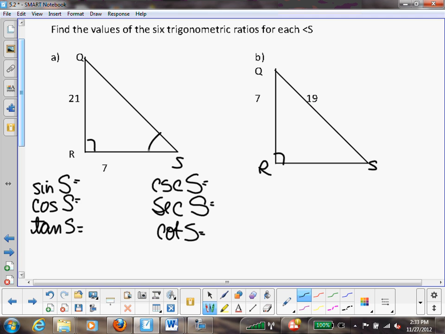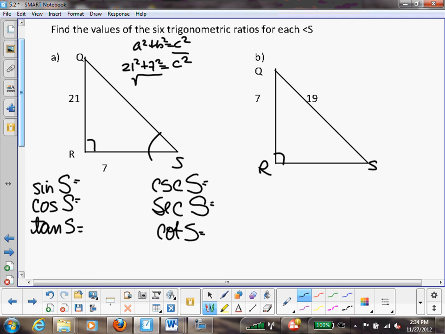So angle S is the angle that I'm looking at. Well, sine is what? So what's my opposite? What's my hypotenuse? How do you figure it out? And that's called the Pythagorean theorem. Right triangle, Pythagorean theorem. A squared plus b squared equals c squared. The only thing that really matters is c squared, which represents the hypotenuse. So 21 squared plus 7 squared is c squared. It's the square root of who?